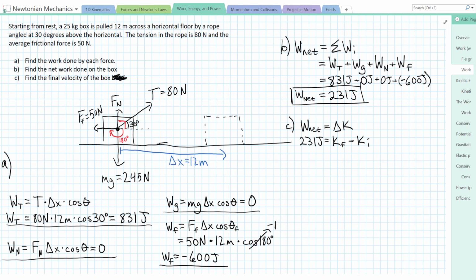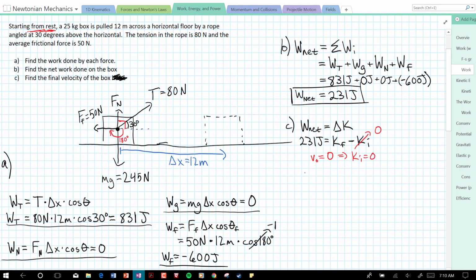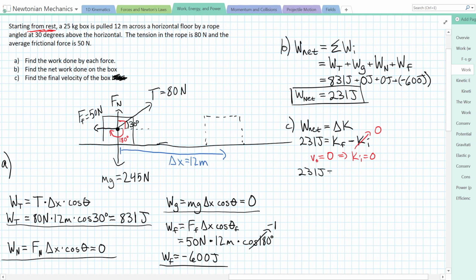Now, we also know that the initial velocity of the box is 0 because the box is starting from rest. So that means our initial kinetic energy is equal to 0. So that term goes to 0. And we get 231 joules is equal to our final kinetic energy. We can rewrite that as 231 joules equals 1/2 mv squared, and solve for v to get our final speed.